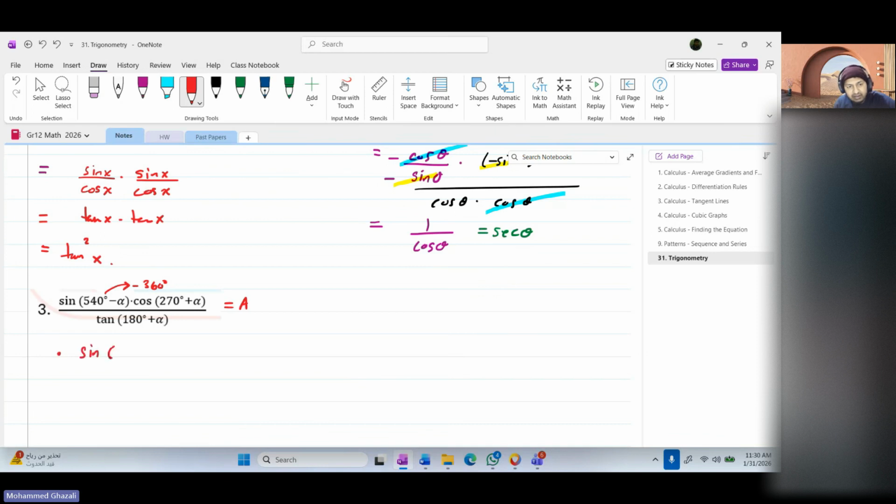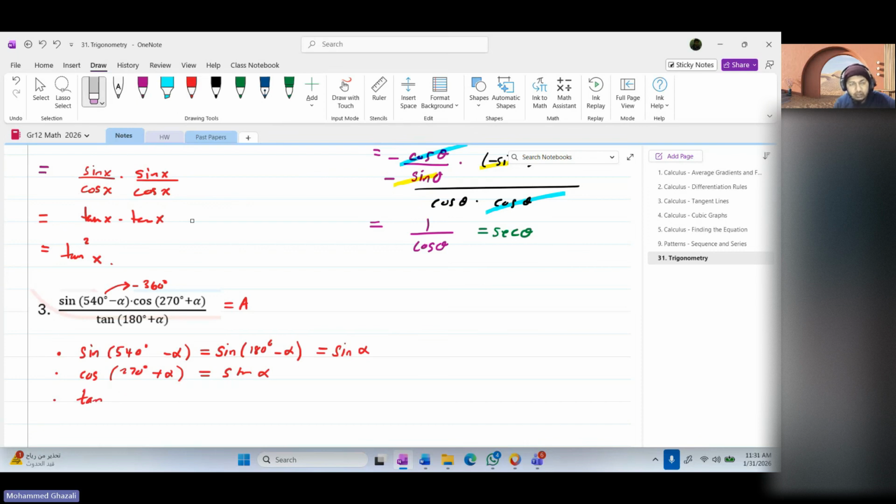Say sine of 540 degrees minus alpha is basically equal to sine of, take away 360, I think you will get 180 minus alpha. And sine of 180 minus alpha, that's in the second quadrant, that will just be sine alpha. Next one, we want to reduce cos of 270 plus alpha. That's in the fourth quadrant, and we are using 270. So just sine alpha. And then we want to reduce tan 180 plus alpha. That's in the third quadrant. That is just tan alpha.